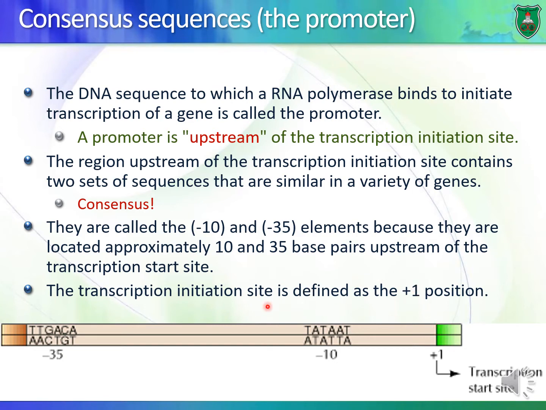Okay, so these two regions are the important regions necessary for binding of the RNA polymerase to the promoter. So if there is a mutation in any one of the nucleotides in between, nothing would happen. There will be no effect on RNA polymerase binding to the promoter and no effect on transcription.